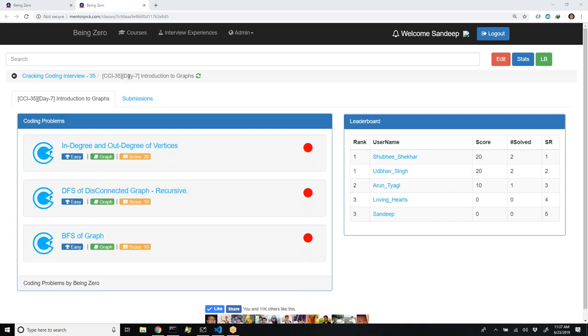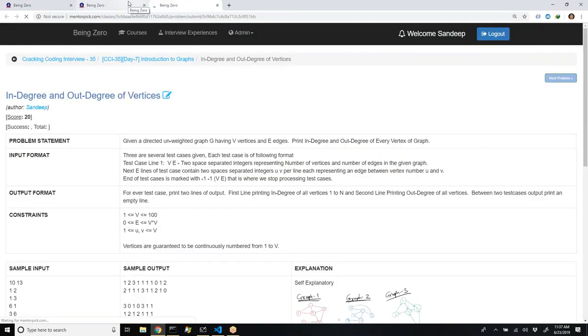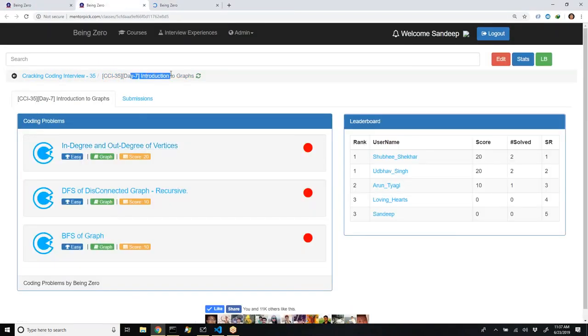Okay, so we are starting with the day 7 class so that we spend time coding here and leverage those algorithms going forward. So let's begin with in degree, out degree of vertices. It should be an easy problem now. Go to day 7 problems, introduction to graphs. Let's try to wind up 3 problems. We will also be coding along with you so that everyone is clear about these.